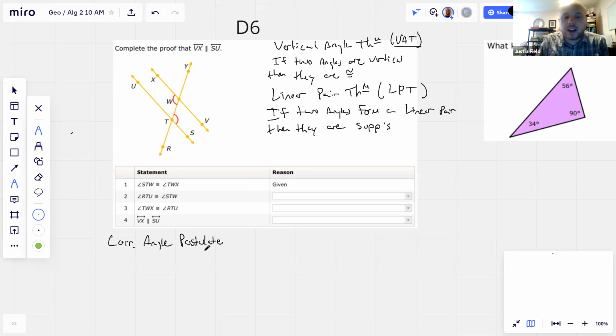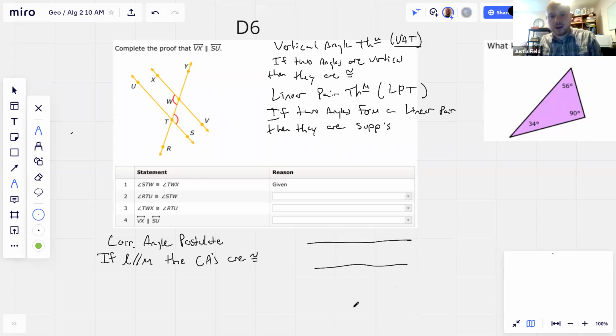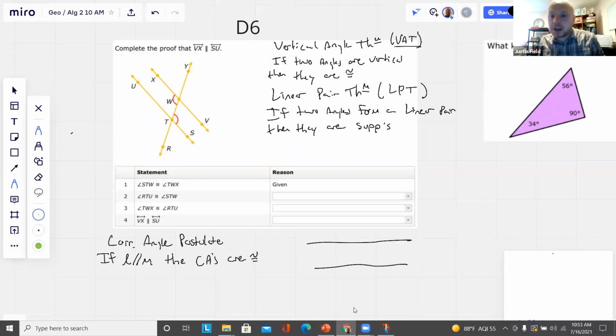So corresponding angle postulate. So we learned that corresponding angles are in two lines cut by a transversal. So if those two lines, let's say L and M, if they are parallel, then corresponding angles are congruent. And I always like to draw a picture. Well, hold on, I'm getting a phone call. I will be right back.